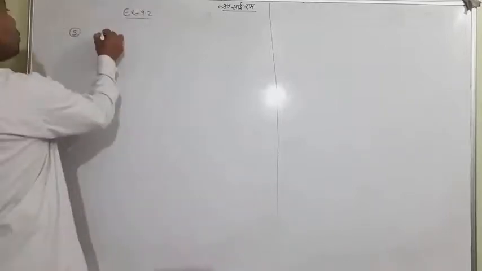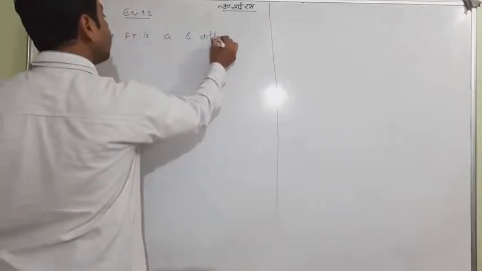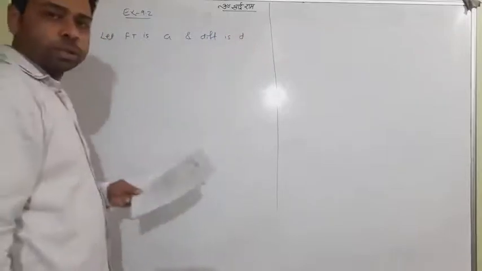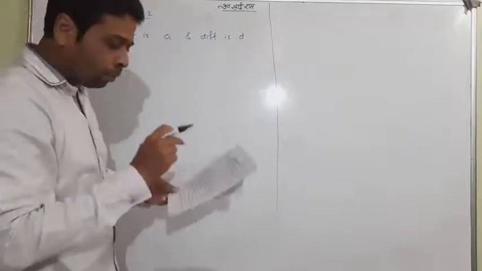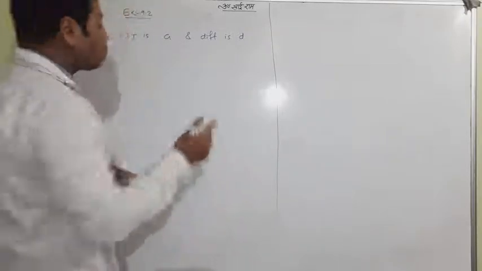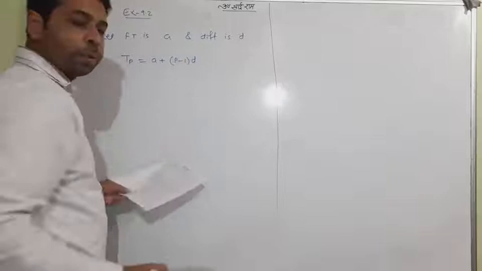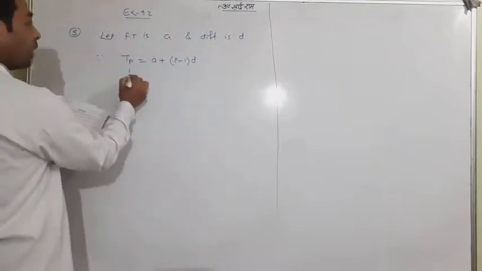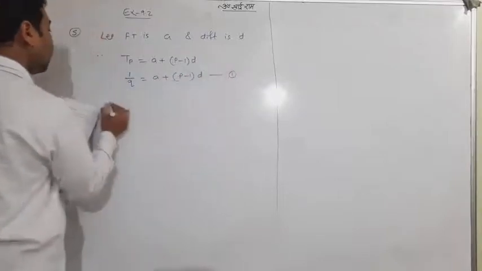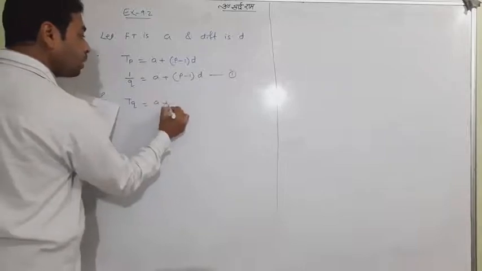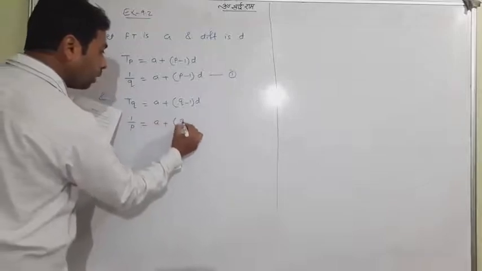I tell you, first of all we start with: let the first term be a and the difference be d. Two things: first term is a, difference is d. I start with the problem which is given. The pth term is 1 by q. So the pth term tp is a plus (p minus 1) into d, and this is 1 by q. And the qth term, a plus (q minus 1) into d, which is given as 1 by p.